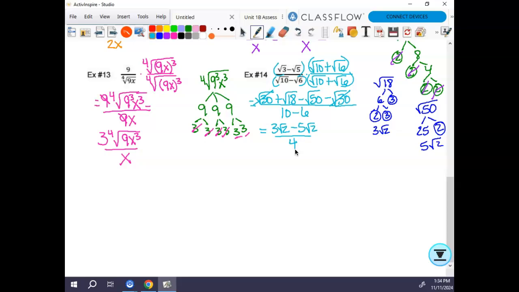Can I combine the numerator? Yes. Sometimes you can't, just so you know. You may end up with something where you have two terms in the numerator and you can't, but in this case you can. This is going to become negative 2 square root of 2 over 4. Can I reduce that some more? And it's negative square root of 2 over 2.